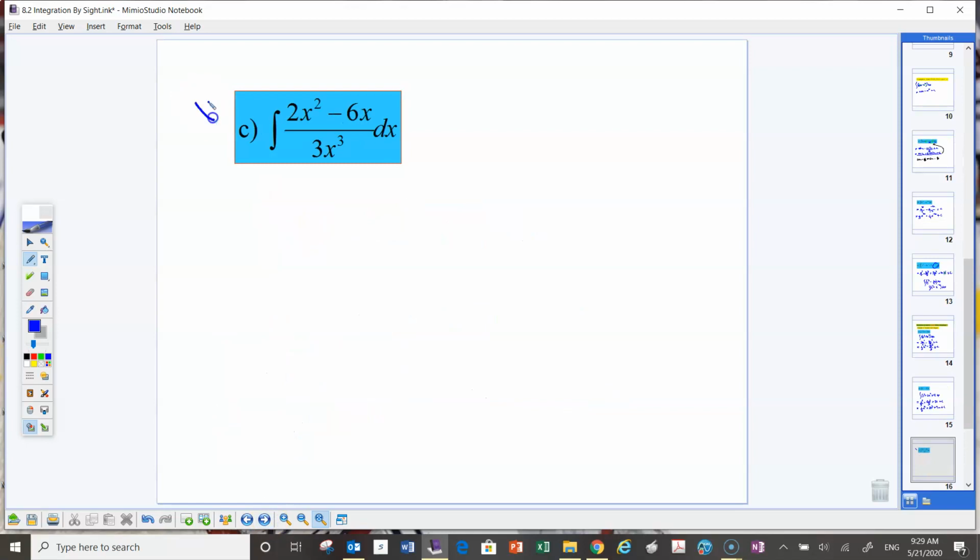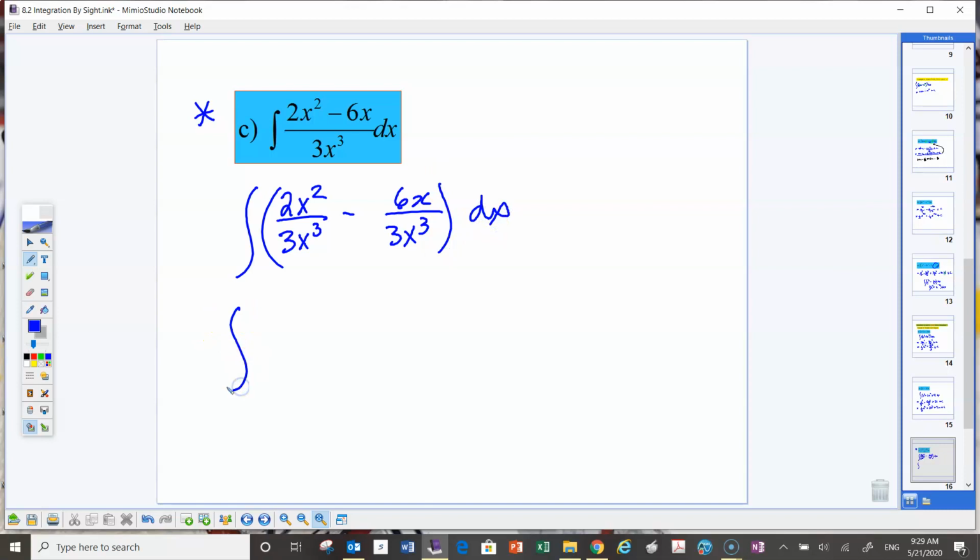All right, this is the one that causes the most grief. When you have multiple terms in your numerator over one term in the denominator, what you need to do is divide each term in the numerator by the denominator. Now we can use our laws of exponents to simplify.